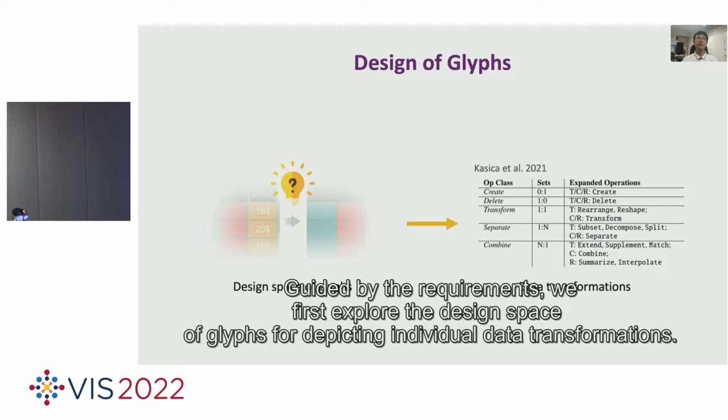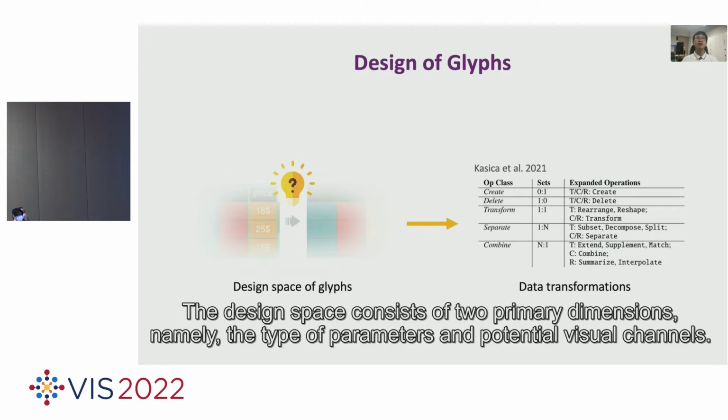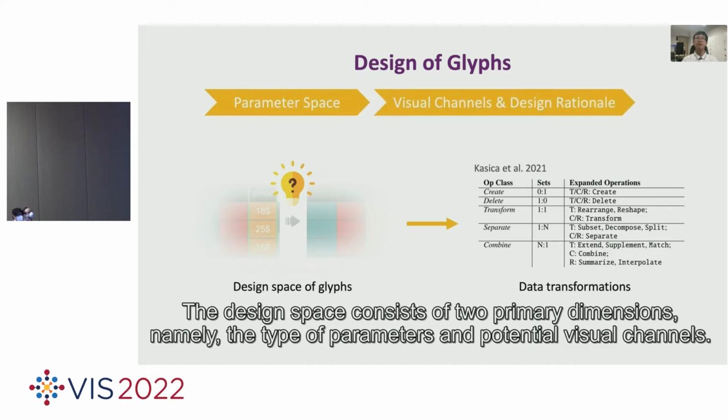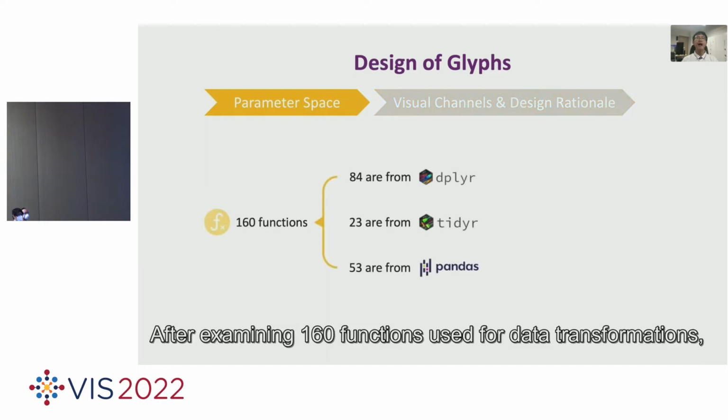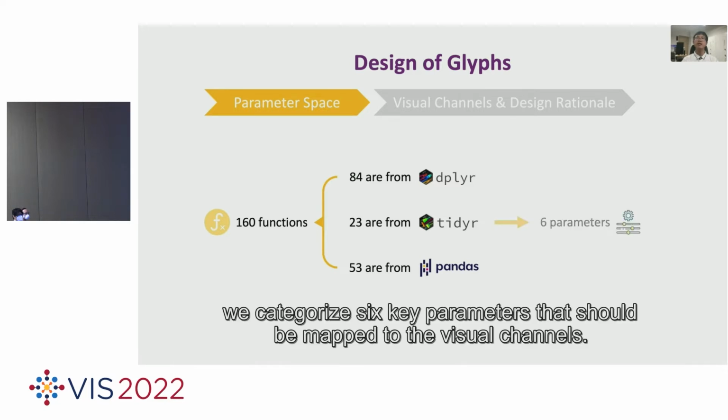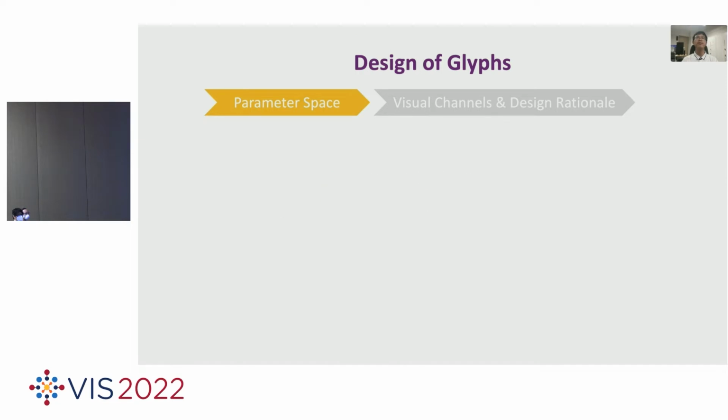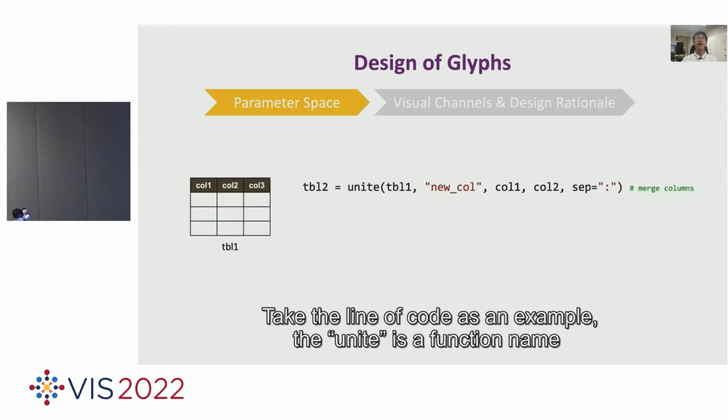Guided by the requirements, we first explore the design space of glyphs for depicting individual data transformations. The design space consists of two primary dimensions, namely the type of parameters and the potential visual channels. After examining 160 functions used for data transformations, we categorize 6 key parameters that should be mapped to the visual channels.